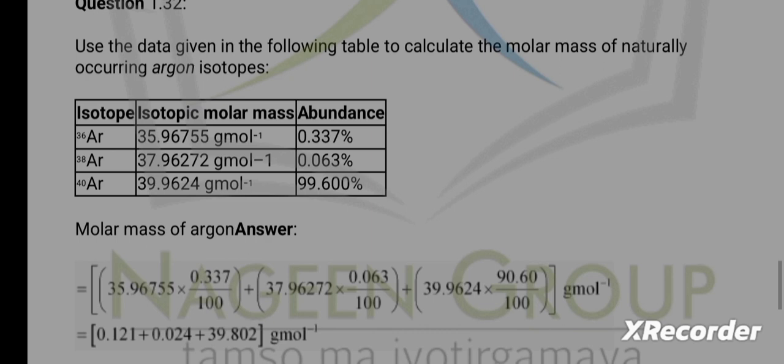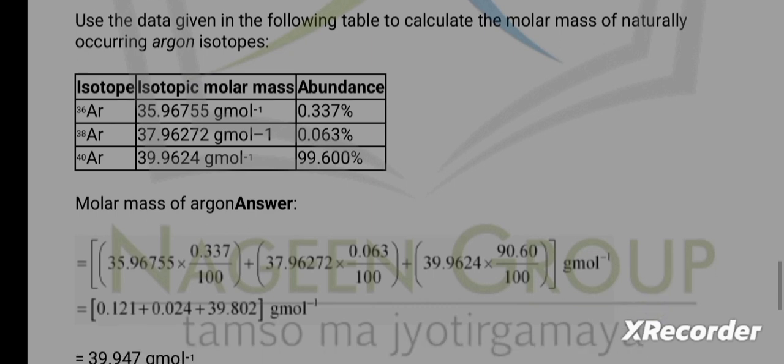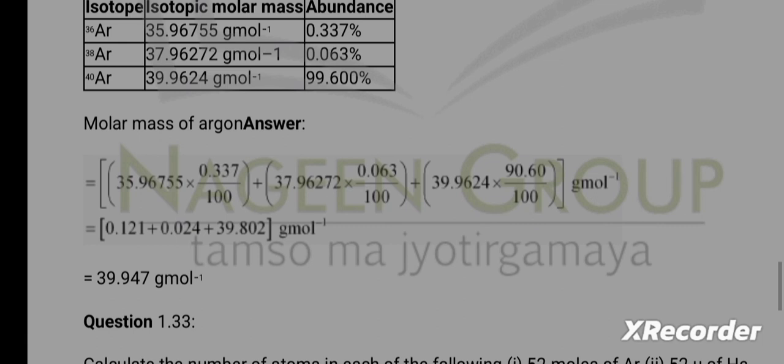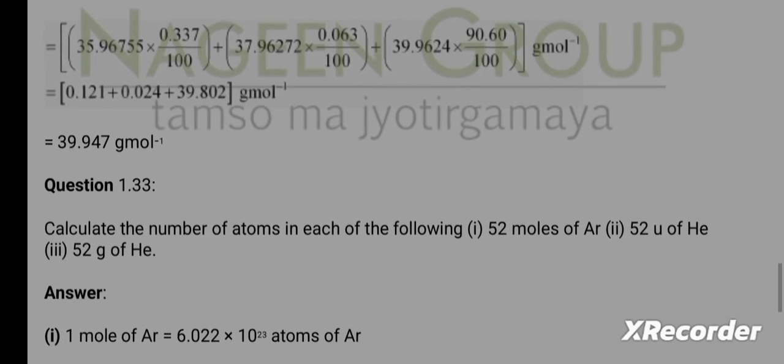Now multiply the molar mass with abundance. Now 35.96 multiplied by 0.337 plus 37.96 multiplied by 0.063 plus 39.96 multiplied by 99.600. By doing this you will get the answer 39.947 gram per mole or 40 gram per mole.